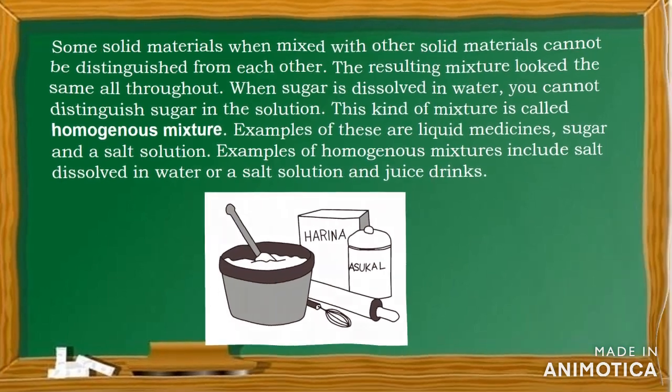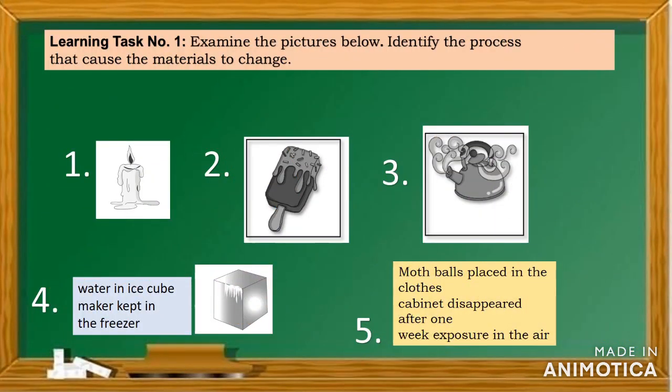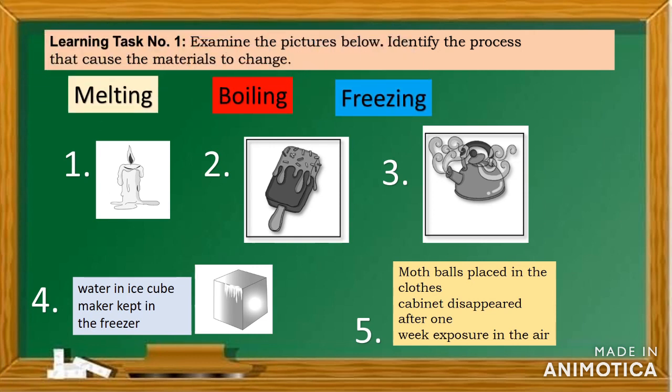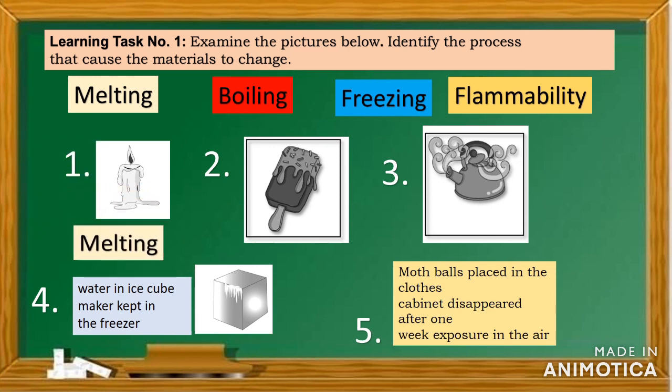We have here learning task number 1. Direction: Examine the pictures below. Identify the process that caused the materials to change. You can choose your answer from melting, boiling, freezing, or flammability. For number 1, let us identify the process that caused these materials to change. So the answer in number 1 is melting.